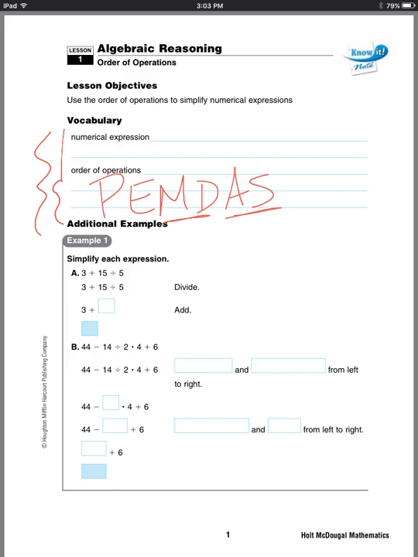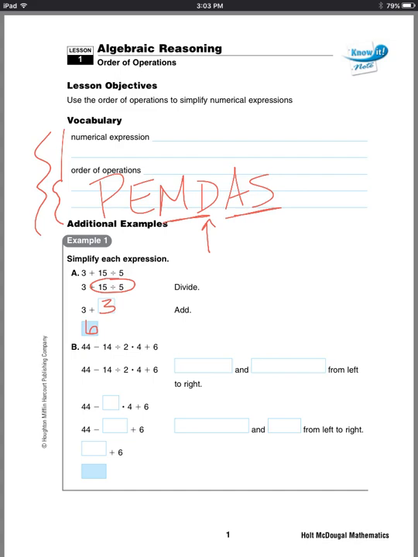So on example 1, we have 3 plus 15 divided by 5. In our order of operations, we have division before addition. So we're going to divide the numbers on either side of the division sign. These are the numbers on either side of the division sign, so 15 divided by 5 is 3. And then we only have one operation left that we can do, so we have to add and we get 6.